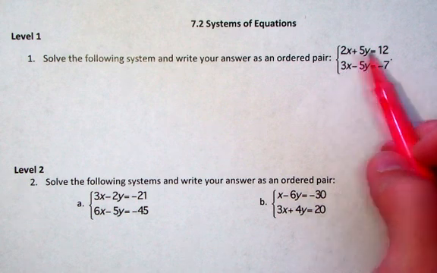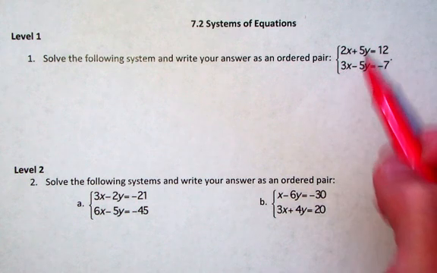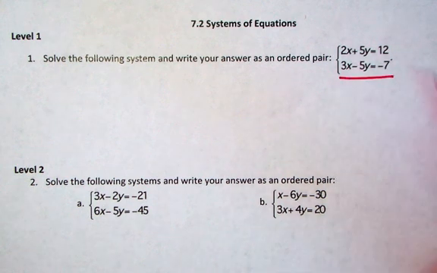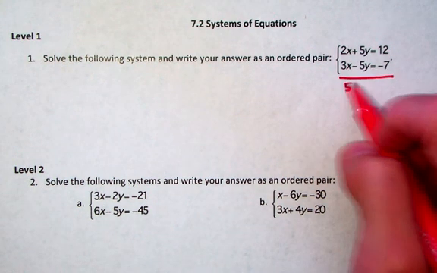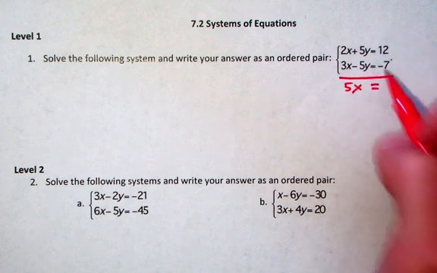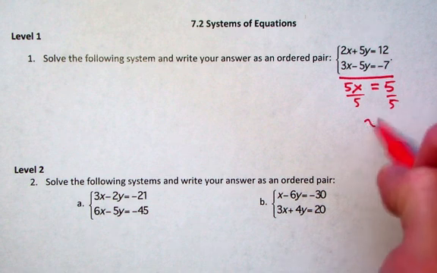In this case, we take a look at our numbers. We have a positive 2, positive 5, positive 3, negative 5. I notice here that these two are opposites, so I'm going to use elimination. And what that means is I'm just going to add these two equations together. So we get 5x plus 5 minus 5 is 0, and then equals 12 minus 7 is 5. So then we divide both sides by 5, and I get x equals 1.